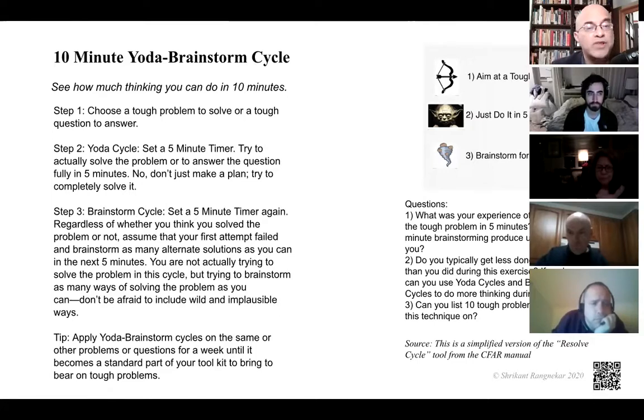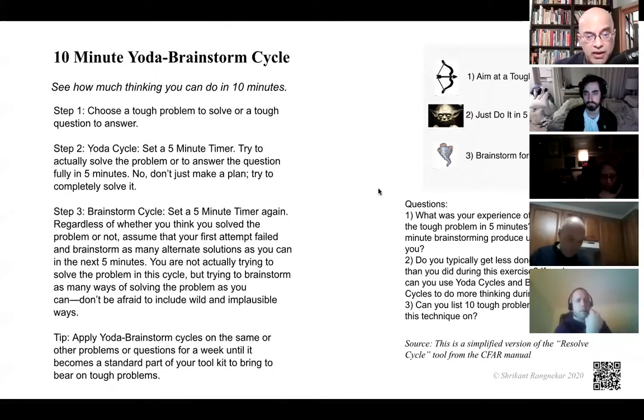So you try to come up with as many alternate ways, alternate solutions to the problems as you can in the next 5 minutes. You're not actually trying to solve the problem in this cycle, but trying to brainstorm as many ways of solving the problem as you possibly can. Important thing here is that don't be afraid to include wild or implausible ways. There is no wrong thing here. You just try to come up with as many different ways as possible.